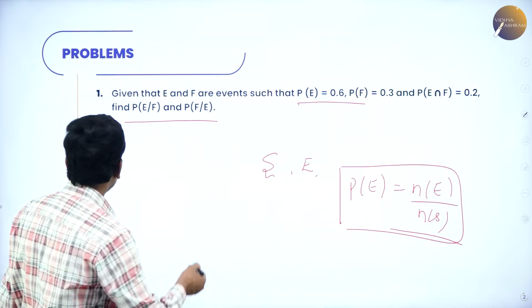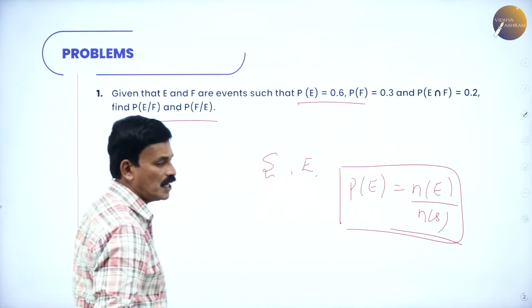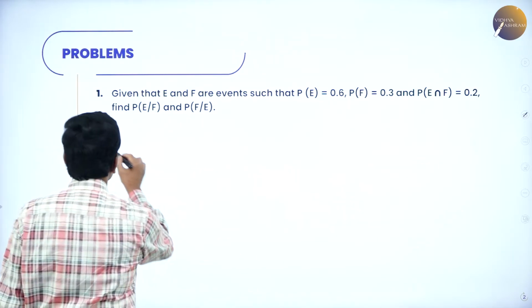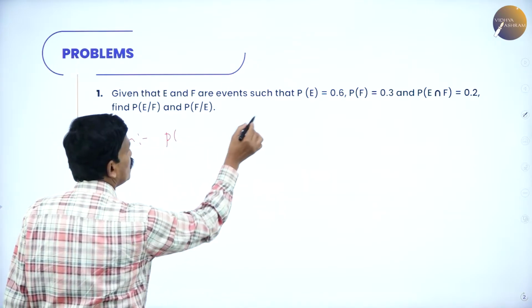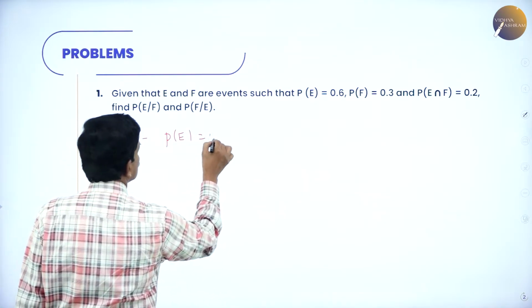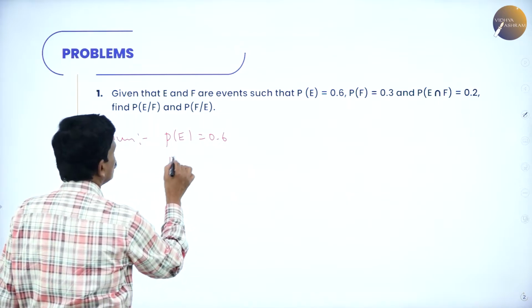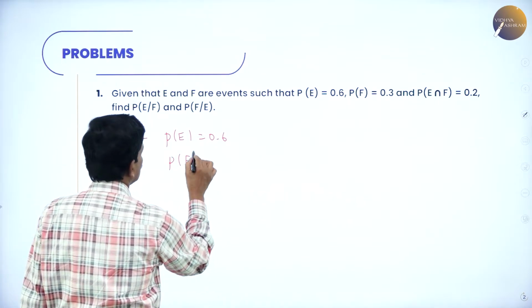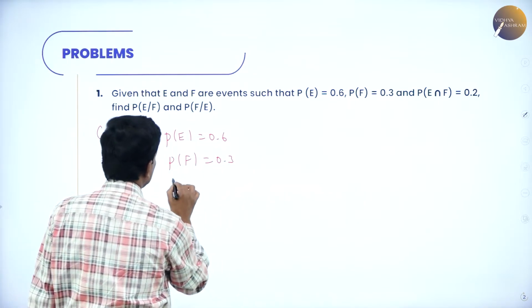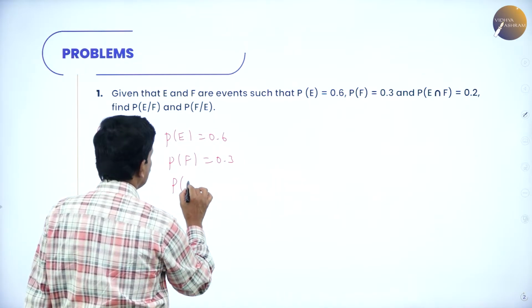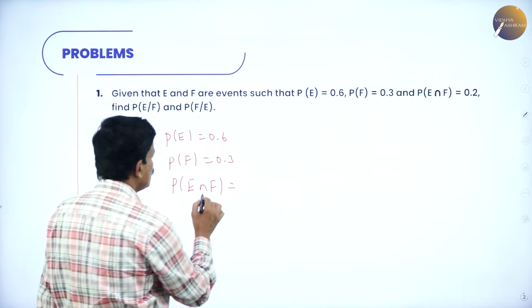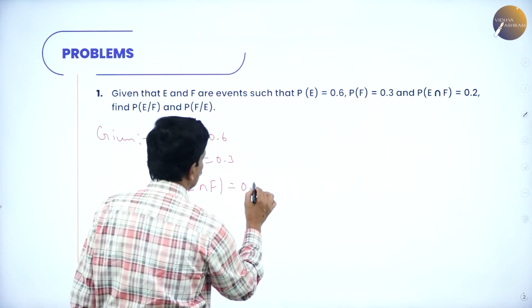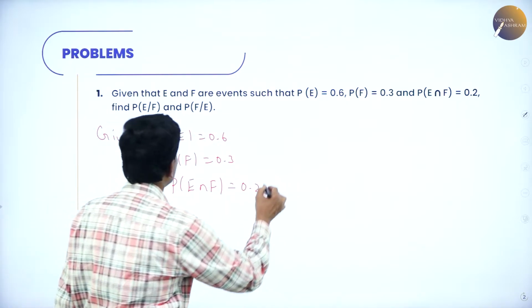Now let us find out the probability of E by F. What is given? Given that probability of E is equal to 0.6, probability of F is equal to 0.3, and the probability of E intersection F, this is E and F, is found to be 0.2. Now let us find out the first one.